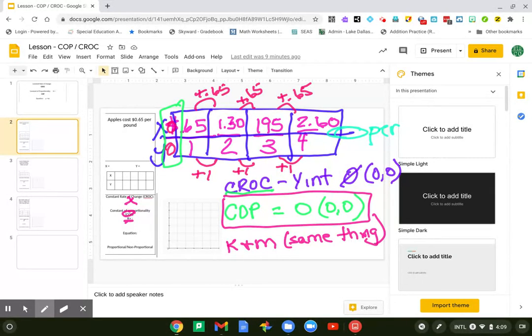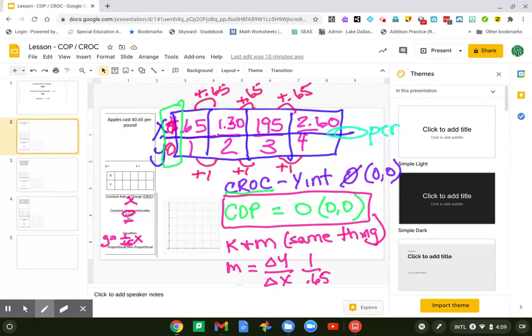We just have to, in math, we throw out letters and things that just confuse everybody. But what you need to remember is that K and M are the same thing. Well, to find M, I have to find my change in Y over my change in X, which you already did. The Y table was moving by 1, and the X table was moving by 65 cents. So your equation is Y equals 1 over 65x.